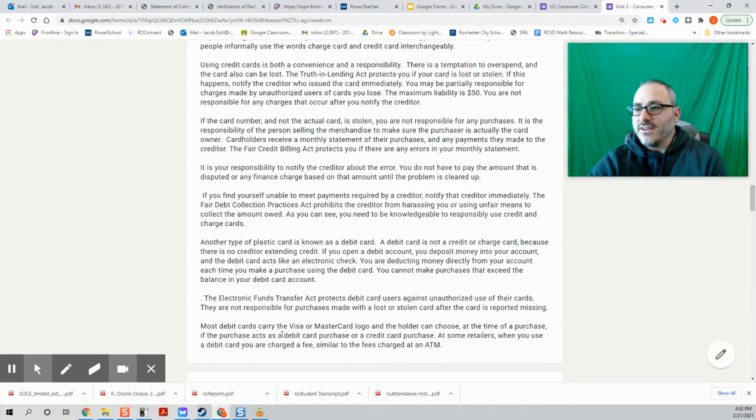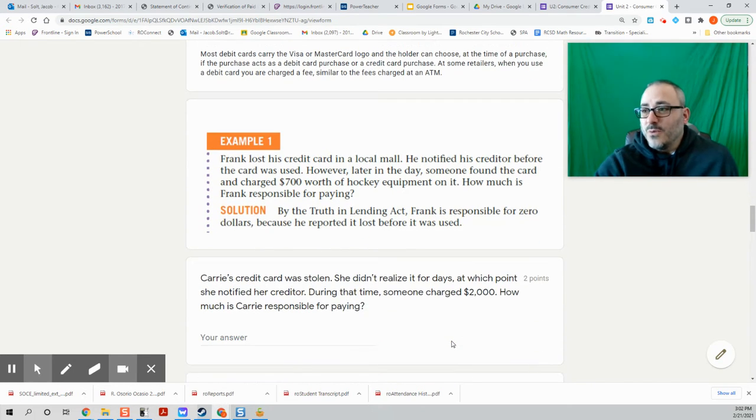Most debit cards carry a Visa or MasterCard logo, and the card holder can choose at the time of purchase if the purchase acts as a debit card purchase or a credit card purchase. At some retailers, when you use a debit card, you are charged a fee similar to the fees charged at an ATM. All right, so that's the basics there. Again, hopefully, if you wanted to fast forward this, you didn't have to hear me read all that. But we are going to move on to example 1.